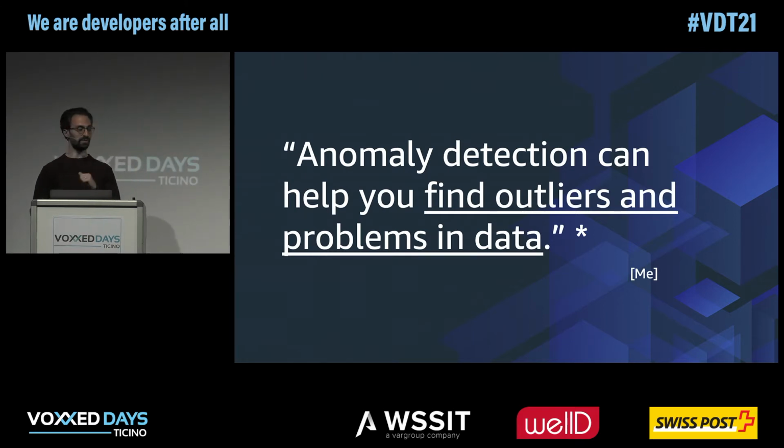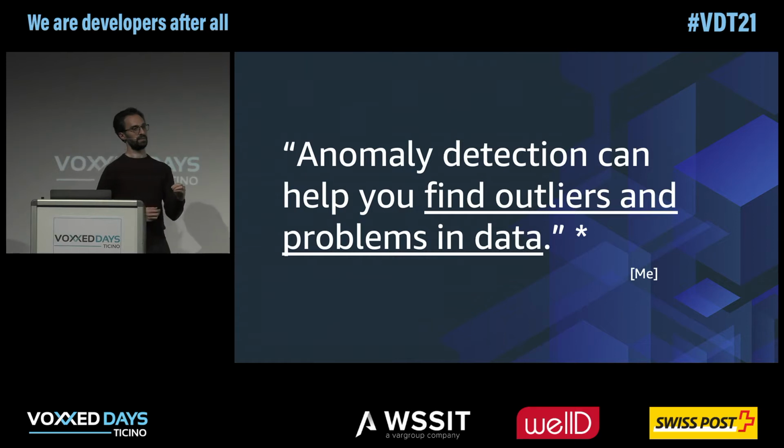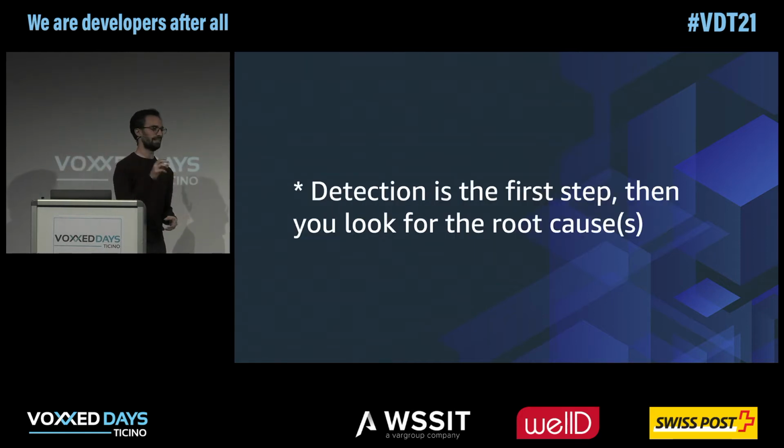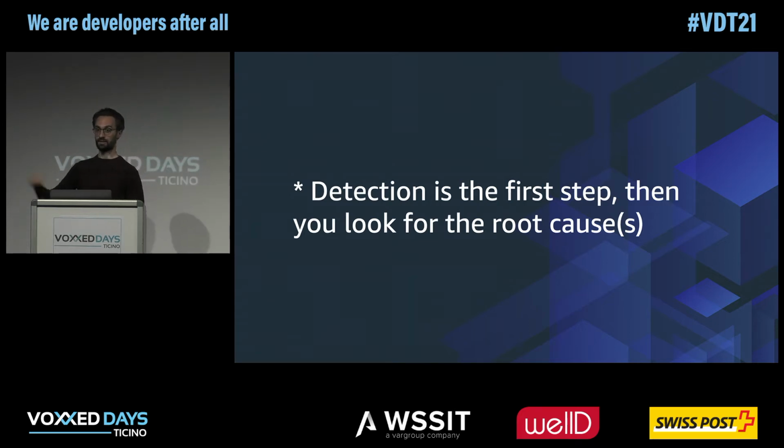So let's move forward. Oh, there is an asterisk, because many people that I talk to, especially developers, think that finding the anomaly is the result of anomaly detection. In practice, that's just the first step. Detecting the anomaly is just the first step. Then you want to go and look at the root causes and go and fix the causes that cause the anomaly, right? And that is why we are here, okay?